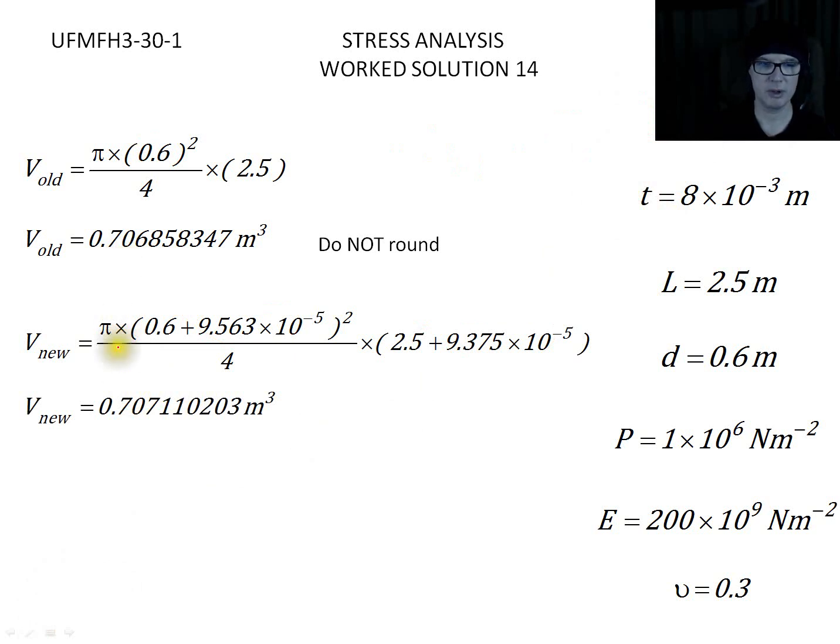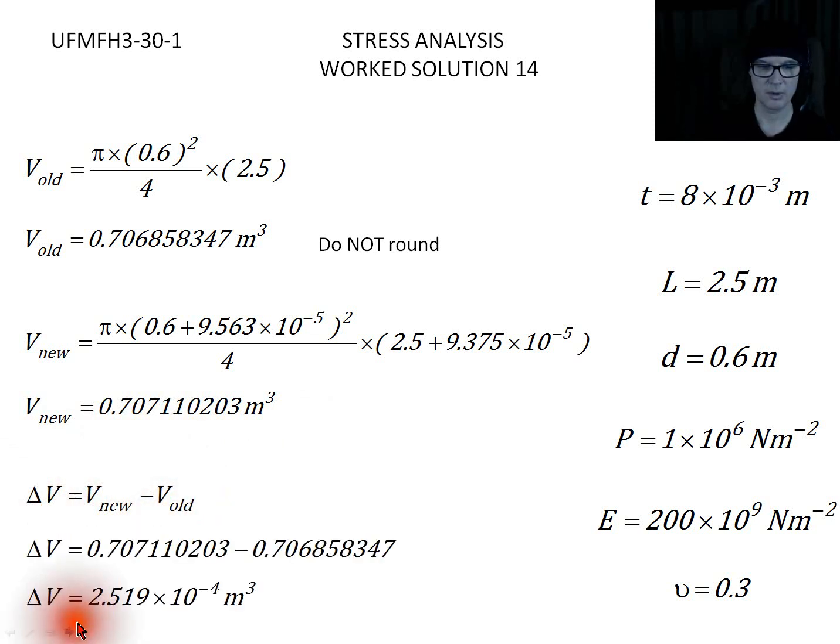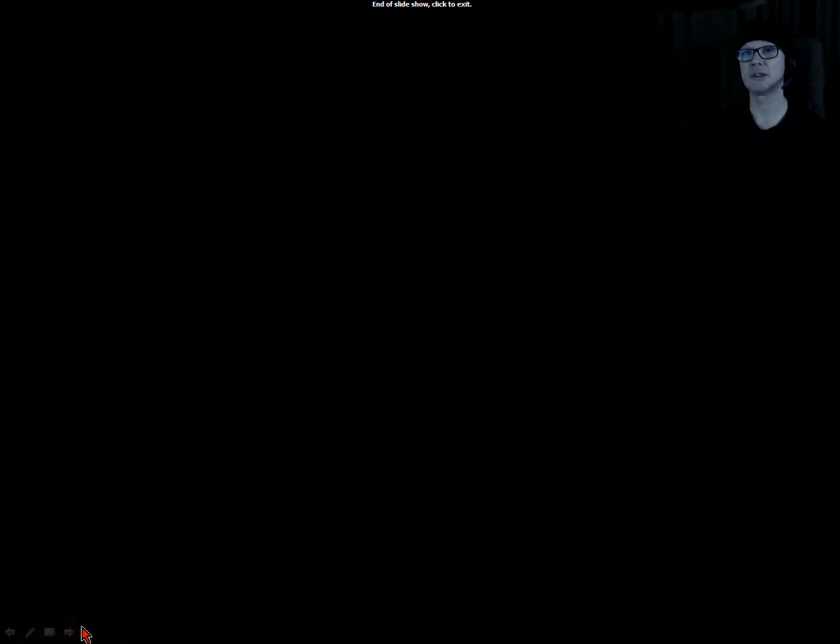So this row we don't want to round because the first three figures are pretty similar. We can now work out the change in volume by taking the new volume, take away the old volume, and this result is going to be in meters cubed. Don't forget that. And that's it. Job done.